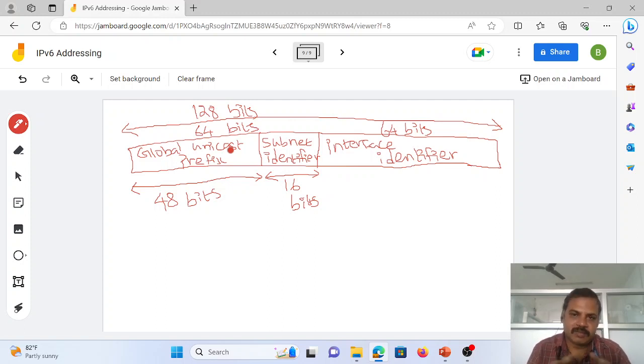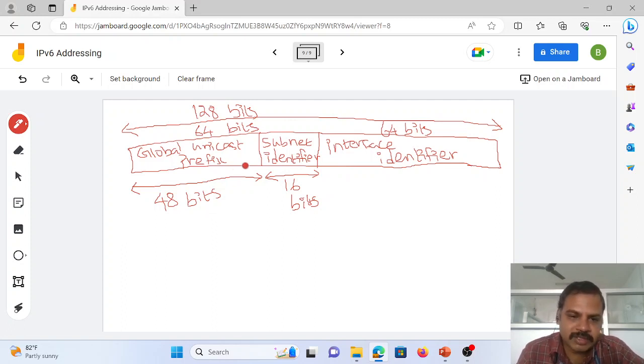Like this, you remember, we are dividing into two categories. One is similar to network ID, another one is similar to host ID. But in IPv6 terminology, the host ID should be called the interface identifier. And the first 64 bits is again further divided into two divisions: global unicast prefix and subnet identifier, which is respectively 48 bits and 16 bits.